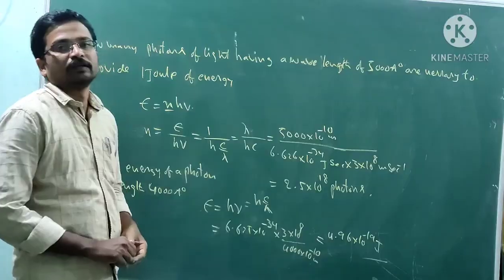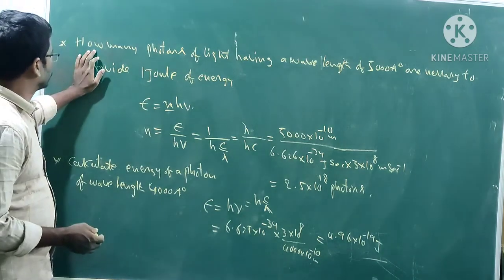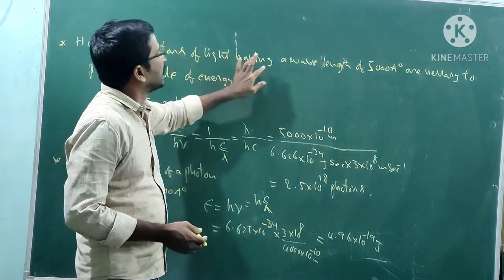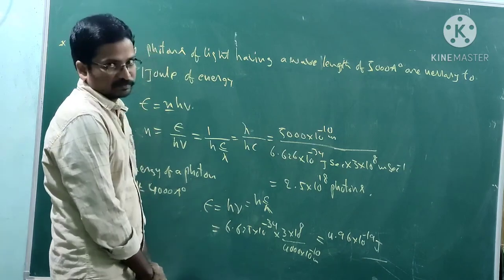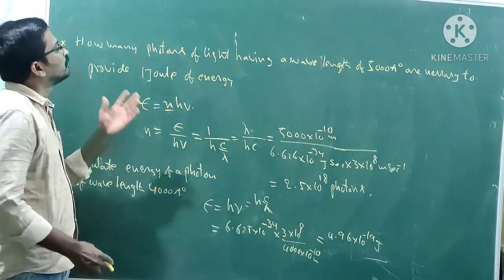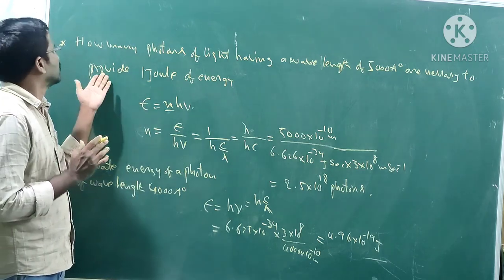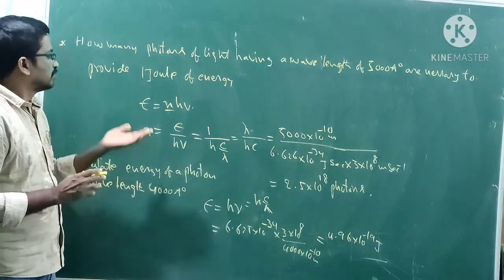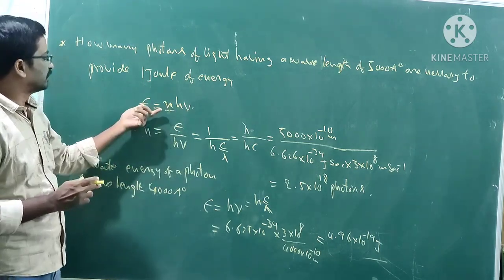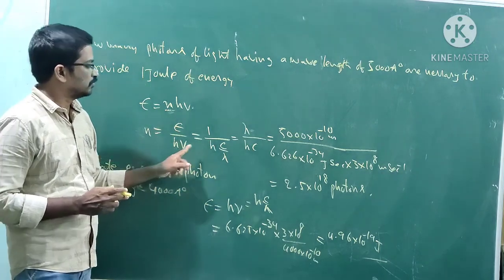Is anything unclear? Let us look into these two problems. One problem says: how many photons of light having a wavelength of 5000 angstrom are necessary to provide 1 joule of energy? Here you can use E is equal to n h nu. The energy is given and the number of photons is asked, so n is equal to E by h nu.